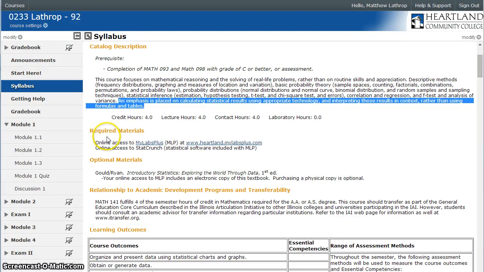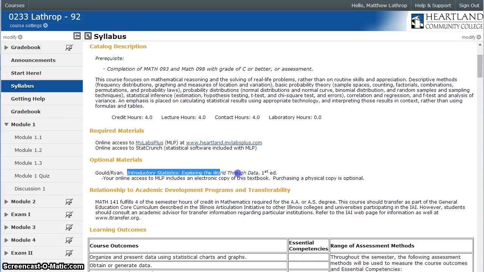What's required for this course is online access to MyLabs Plus, which you have since you are already accessing this course. Online access to StatCrunch, which is included as part of your MyLabs Plus registration, so there's nothing additional you have to purchase there. Optional materials, you can get a hold of a physical textbook for this course if you would prefer to have an actual hard copy textbook to read, but that's just an option. MLP has an electronic text built into it, so as you're in this course, you can access the homework, textbook, any other resources that you need.